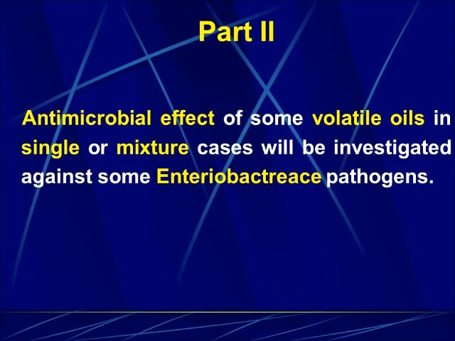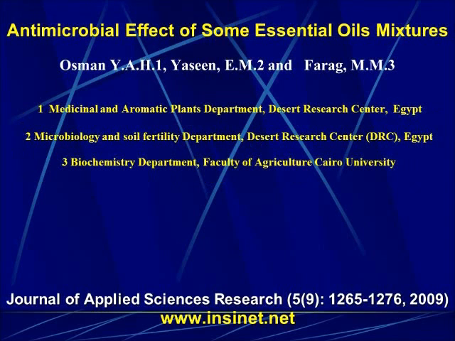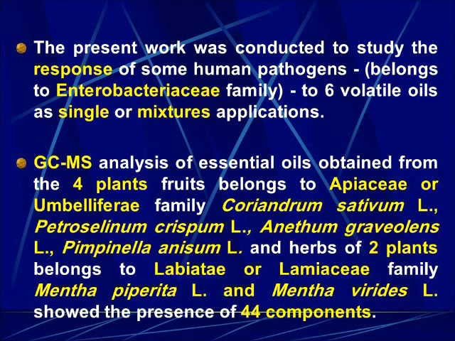Part 2 of our presentation: the antimicrobial effect of some volatile oils, in single or mixture cases, will be investigated against some pathogens of the Enterobacteriaceae family. The present work was conducted to study the response of three human pathogens belonging to Enterobacteriaceae to 6 volatile oils in single or mixture application. We made GC-mass analysis for those essential oils: 4 from the Apiaceae family, such as coriander, Petroselinum crispum, Anethum graveolens, and Pimpinella anisum, and 2 from the family Lamiaceae, Mentha spicata and Mentha viridis.